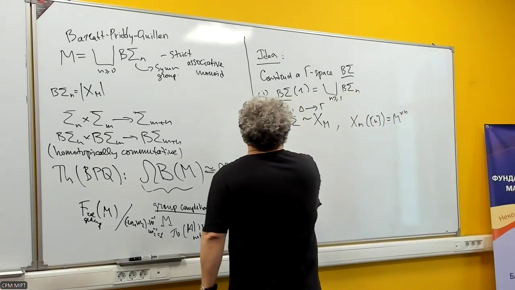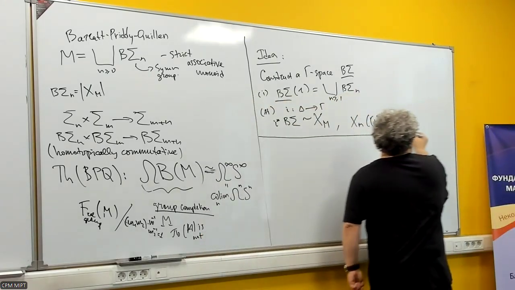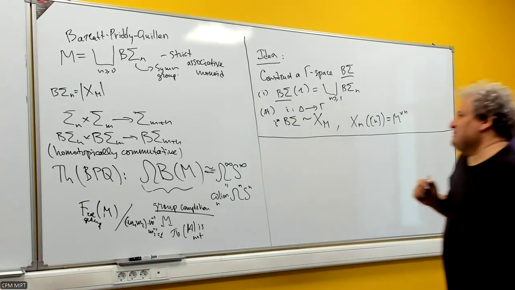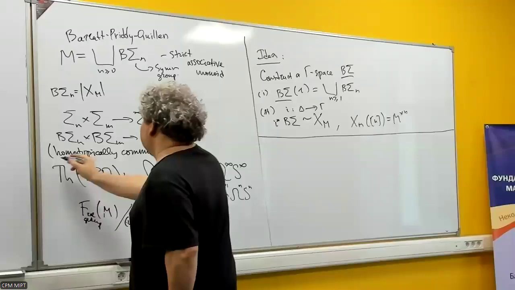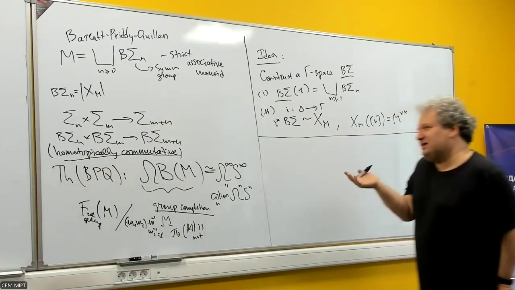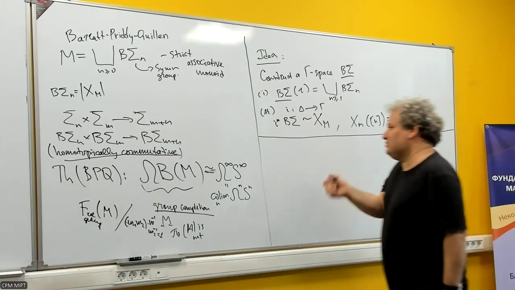So first of all, let me explain, because I think it's very important, why this is homotopically commutative. Well, I will not literally use it, but I guess that it's important for understanding what goes on.